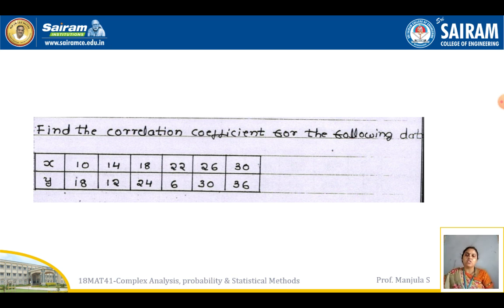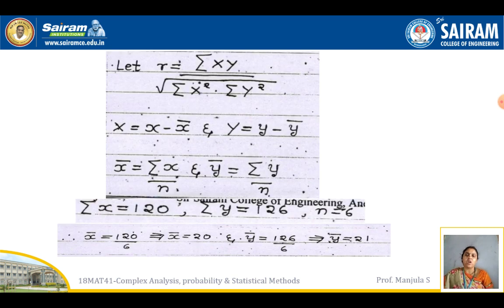Find the correlation coefficient for the following data. Some data of x and y values are given. X is 10, 14, 18, 22, 26 and 30. Y values are 18, 12, 24, 6, 30, 36. They asked us to find the R value.